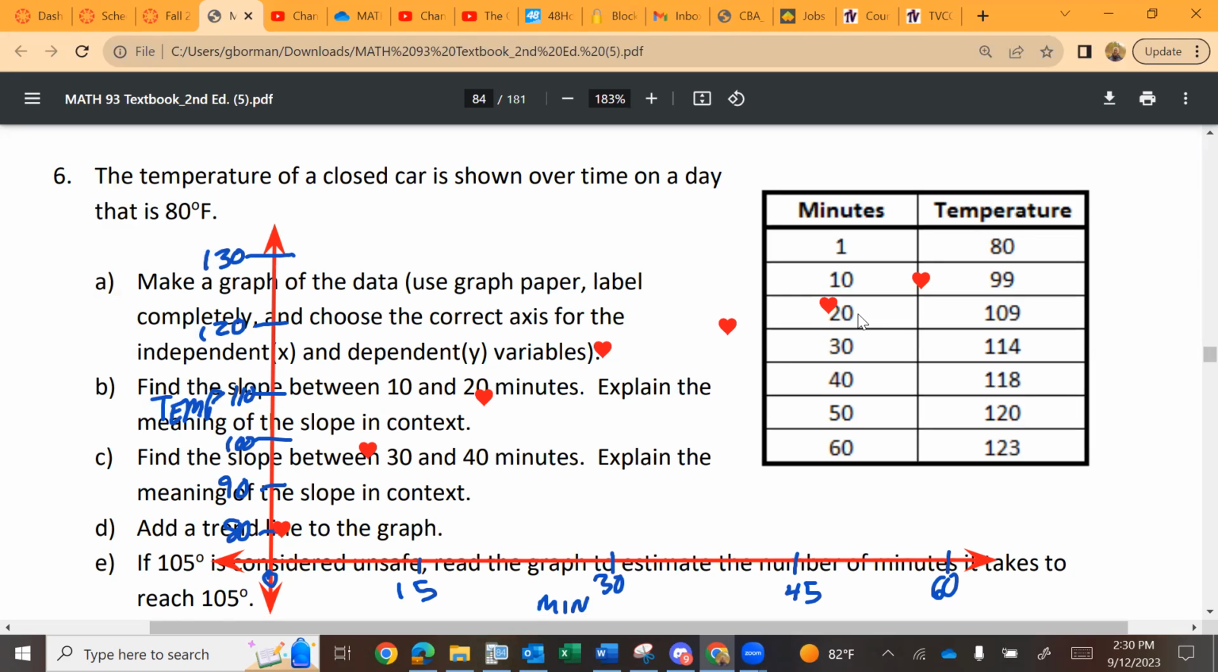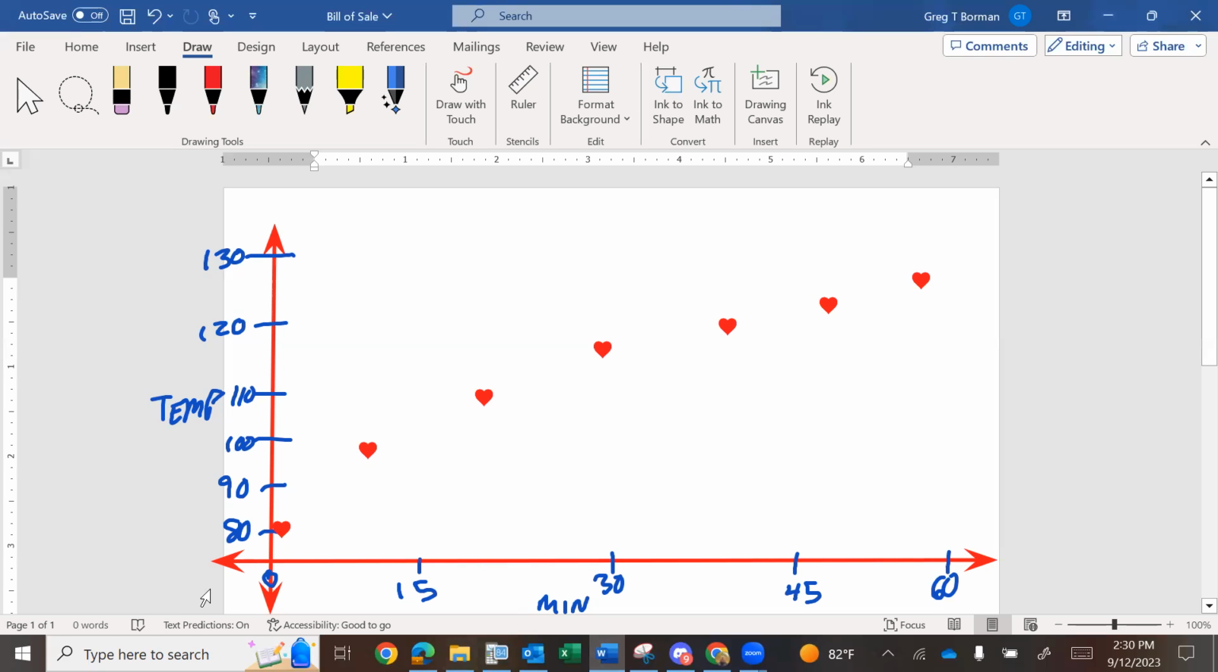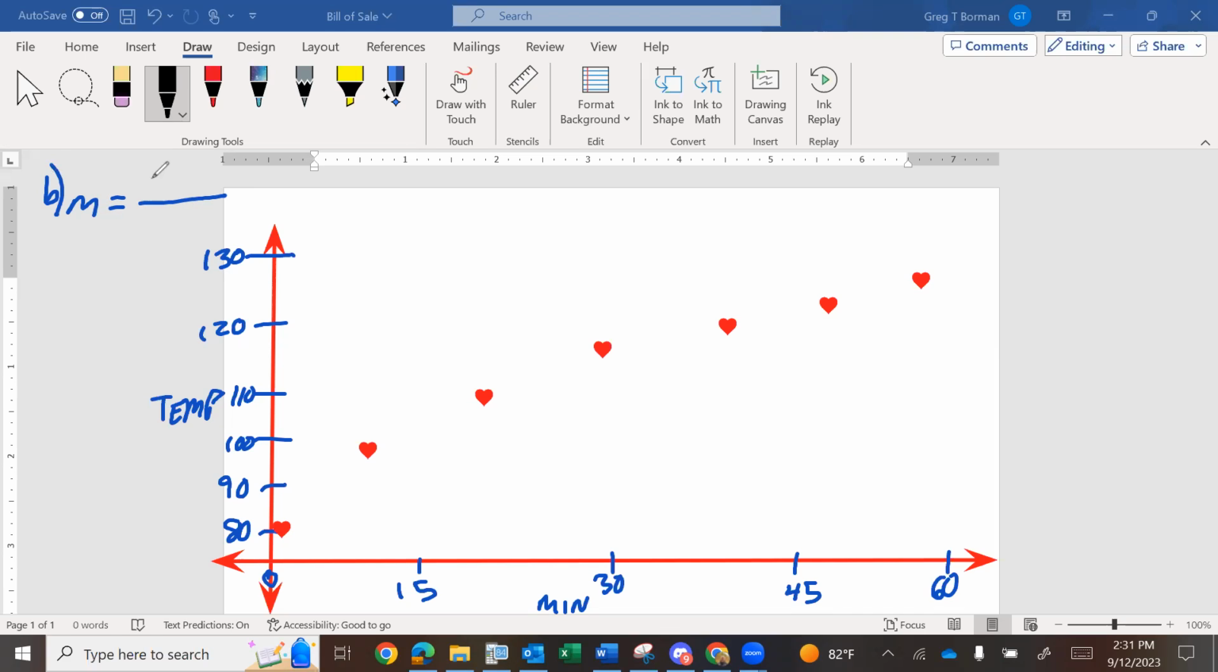All right, so I'm going to use the data at the 20-minute mark and the 30-minute mark, except I'm going to go back here so it's easier to read. So the slope, this is part B. The slope m is going to be the difference of the y values, how much the temperature increases, divided by the difference of the x values. So the temperature increases 5 degrees during that 10-minute interval.